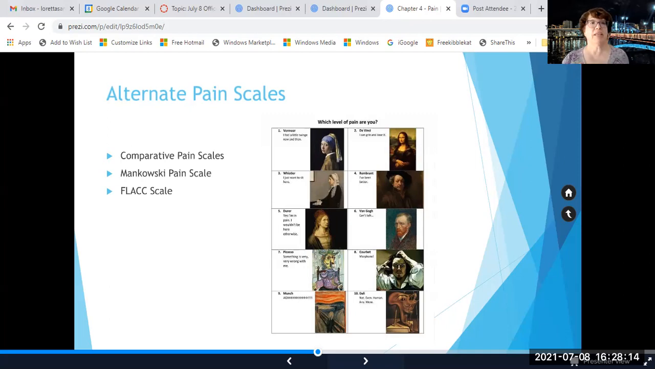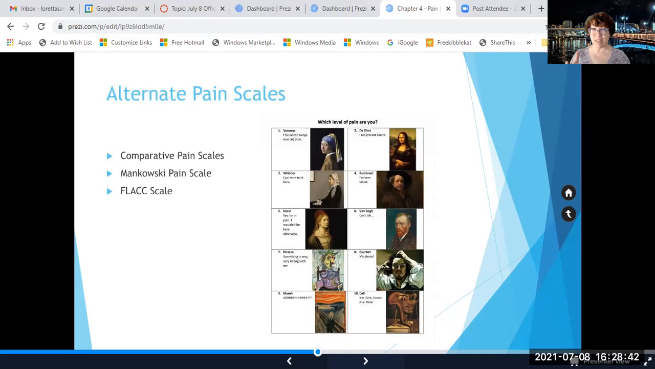The Mankoski pain scale I really like. We'll revisit this again in 111 next fall. It equates each number from 1 to 10 with ability to do daily activities and whether or not mild or strong pain medications relieve the pain for any amount of time. So I feel like that helps people pin it down more than just giving them a 1 to 10 scale.